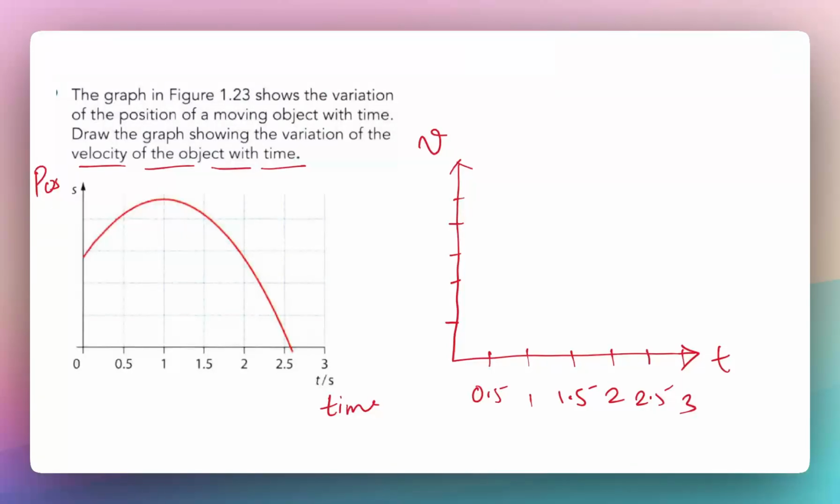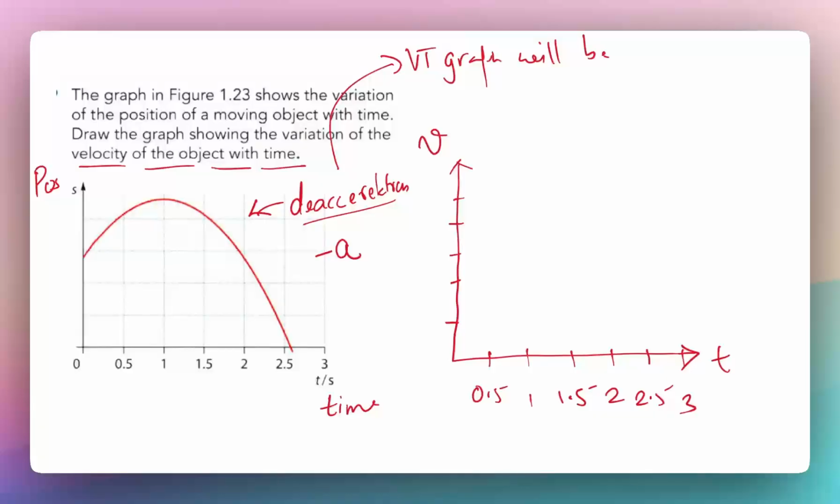So as you can see, this is an inverse parabola graph, which means there is a deceleration. First thing we observe is that there is a deceleration, which means there is a negative acceleration, which means my VT graph is going to be downward sloping, right? So we are just trying to infer that my VT graph will be downward sloping.